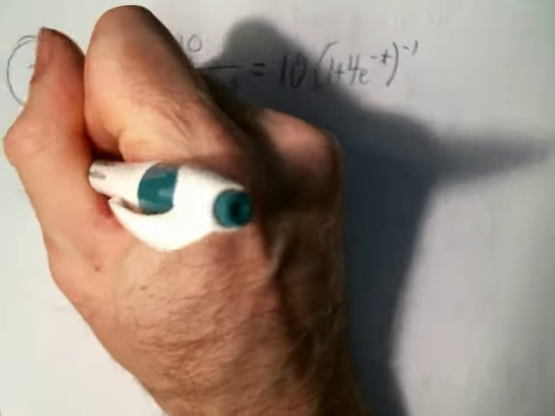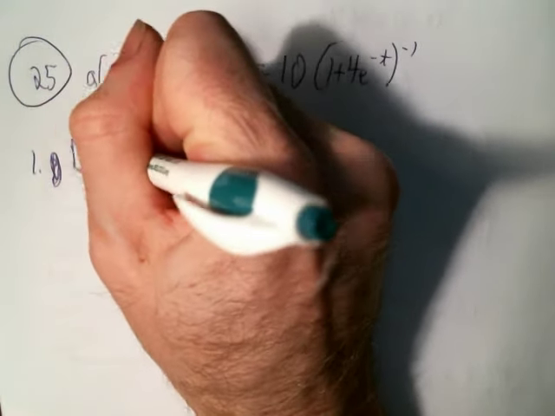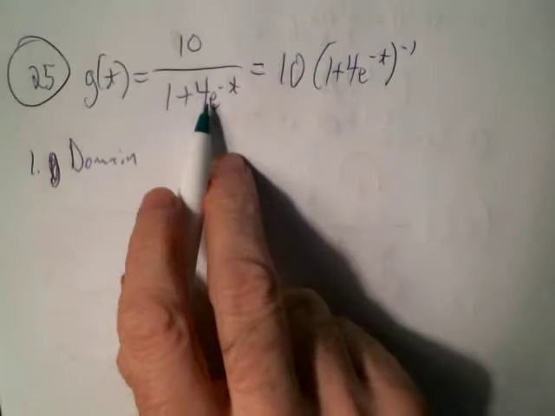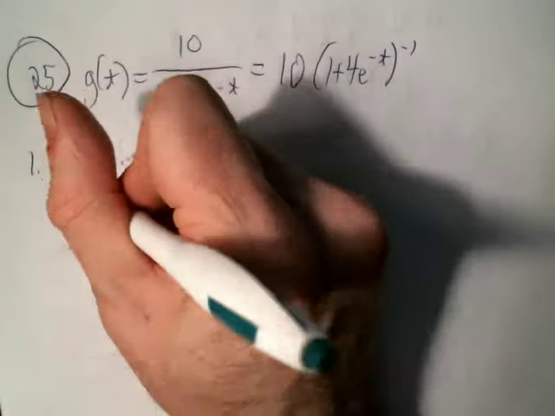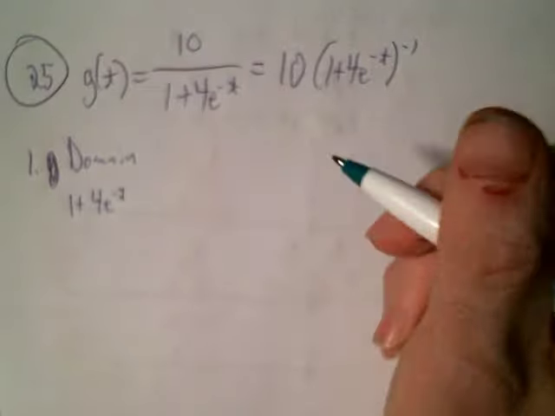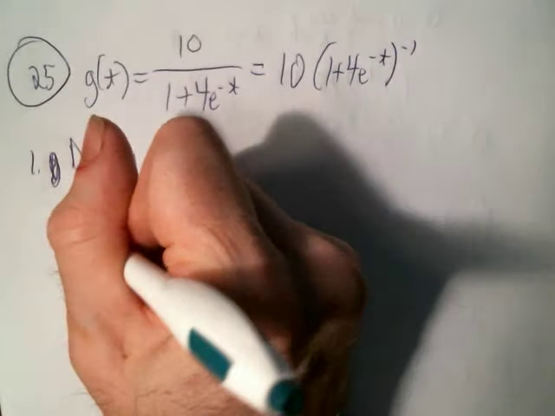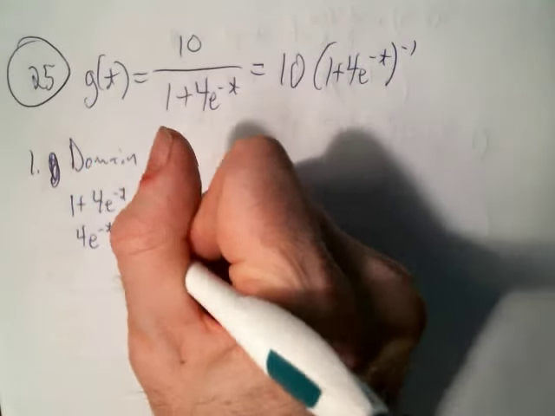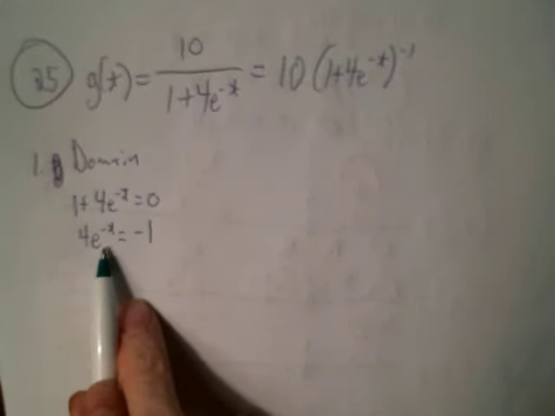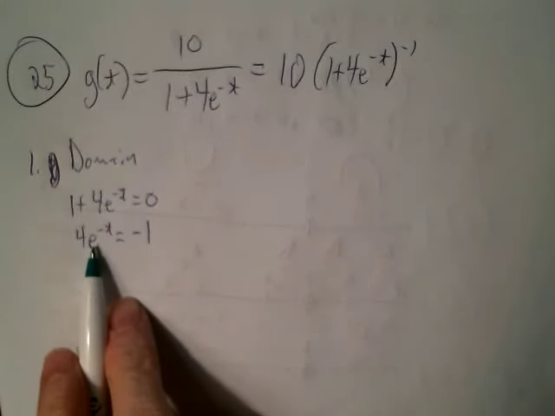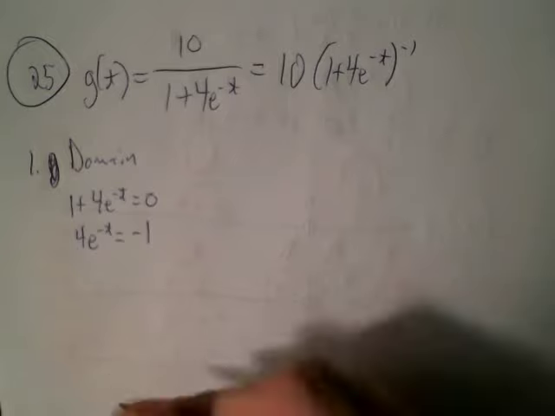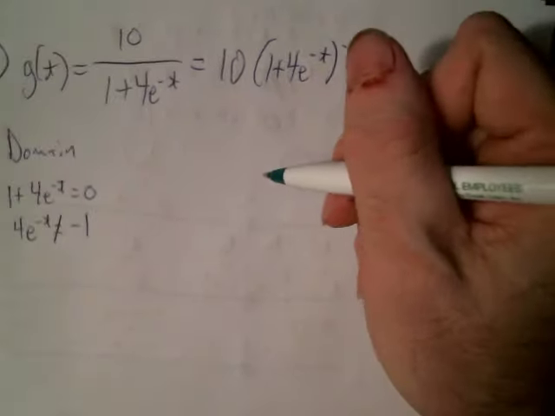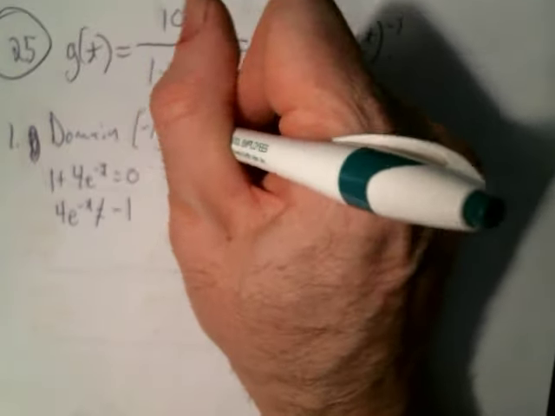Okay, so first off, the domain. The domain for this thing is all real numbers except where the denominator is equal to 0. And the denominator won't equal 0. Solving this, you get 4e to the negative t equals negative 1. Exponentials are never going to be negative. You can't raise a number like 2 to some power and magically make it negative. So this will not work. So the domain is all real numbers.